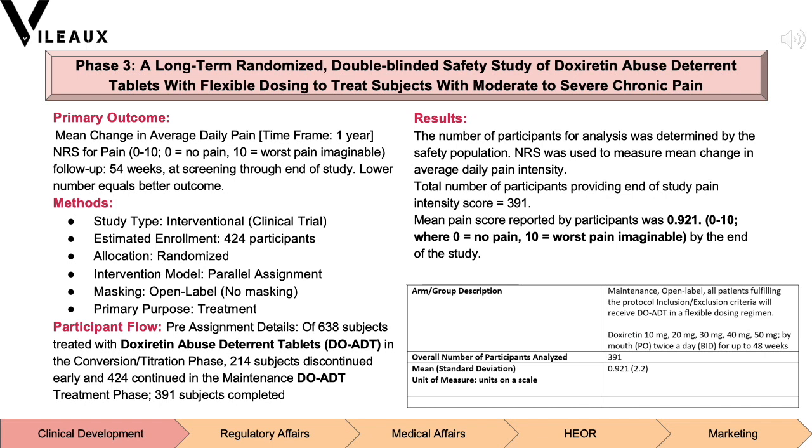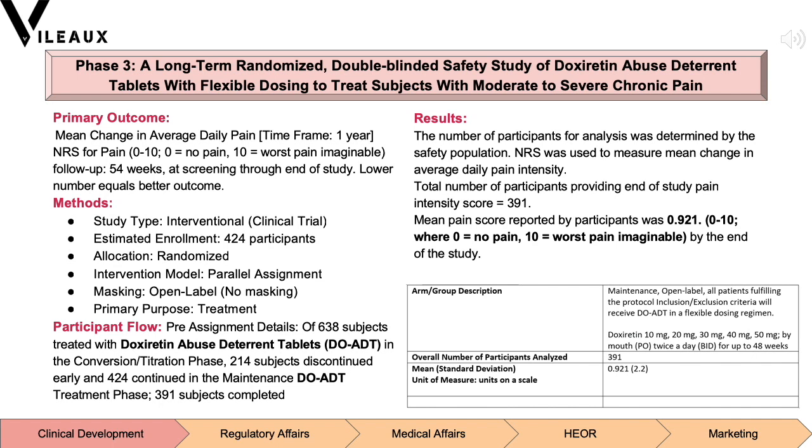For participant flow, the trial consisted of a conversion/titration phase and a maintenance phase. In the conversion/titration phase, doxorubicin abuse deterrent tablets were given daily for up to 6 weeks. The maintenance phase consisted of all patients fulfilling the protocol inclusion and exclusion criteria receiving doxorubicin abuse deterrent tablets in a flexible dosing regimen. A flexible dosing regimen is defined as doxorubicin tablets from 10 milligrams, 20 milligrams, 30 milligrams, 40 milligrams, and 50 milligrams by mouth twice daily for up to 48 weeks.